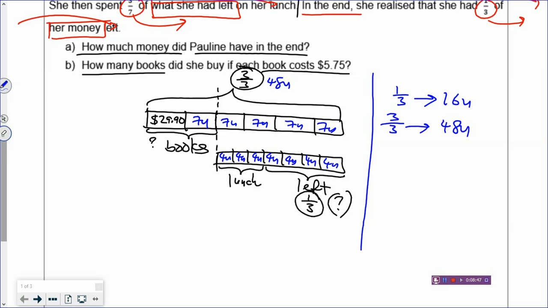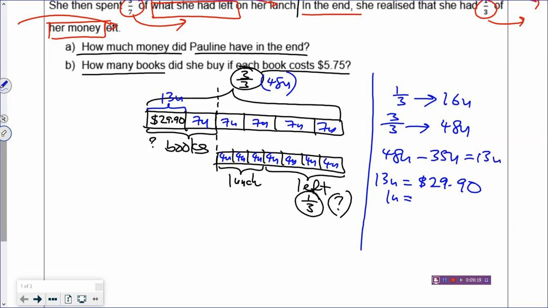Okay. And if there is 48 units, then can you find how many units is this? So you take 48 minus 35 units. Okay, 48 units means all the money at first. And you minus the remainder, which is 35 units, right? And you will get 13, right? 13 units. And whatever you have found, you put it onto the model. And then your 13 units is $29.90. So you find 1 unit. So 29.9 divided by 13, and you get 1 unit, $2.30.